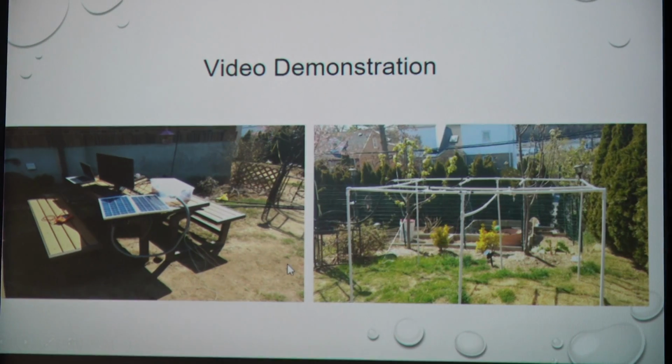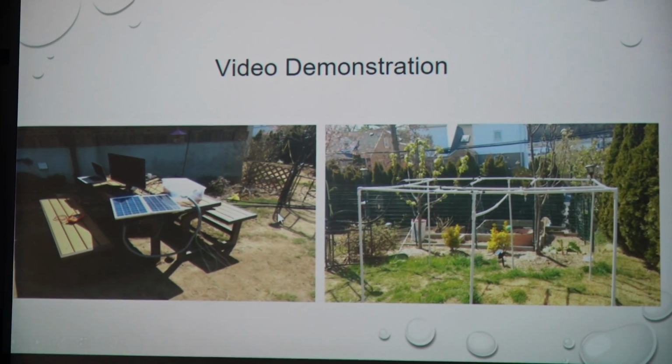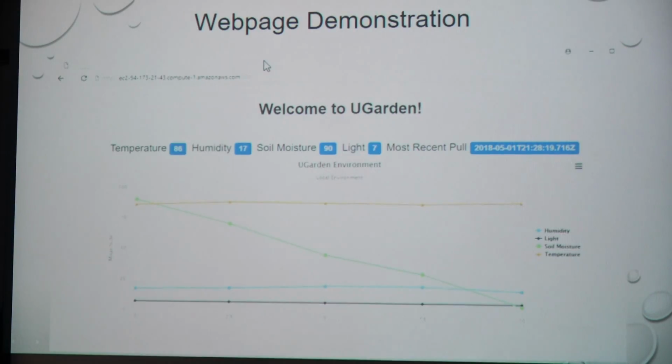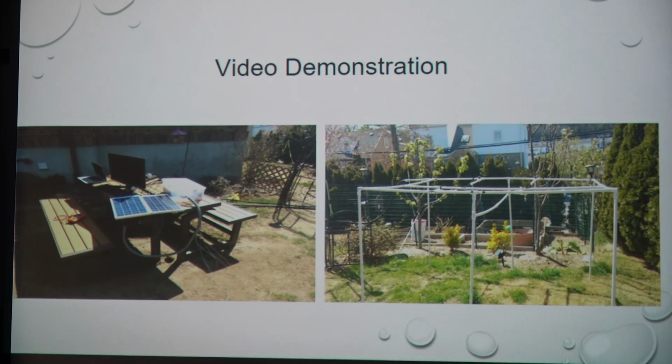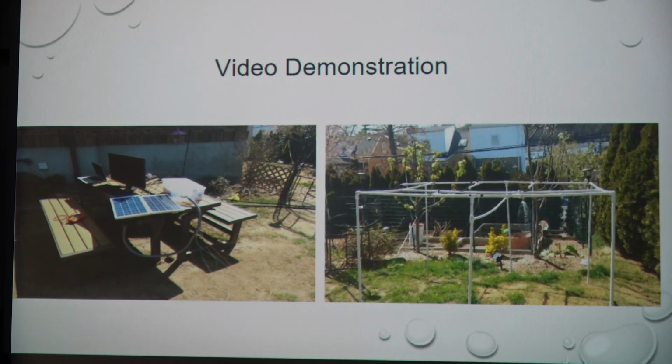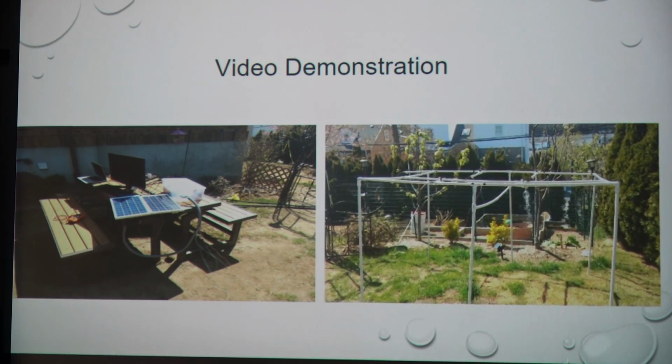On the left is a picture of our setup. We have the solar panels, the batteries, the charge controller, everything in that little box with all of our electronics. And then on the right is a video demonstration of our piping system.